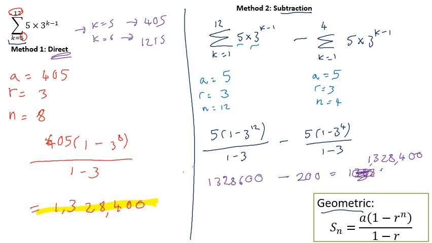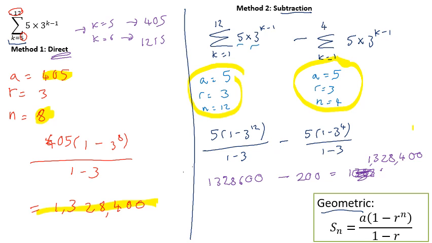The places you're more likely to make a mistake though is in identifying your value of A and identifying your value of N correctly. The method on the left is a bit more faffy, but you're probably less likely to go wrong with your values of A, R and N.